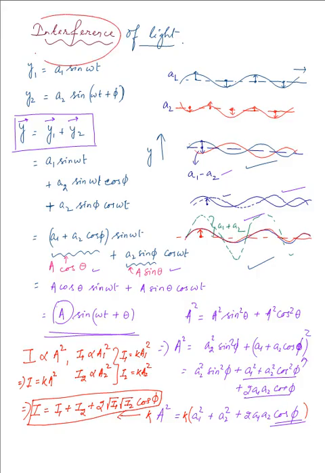Now, had they not interfered, they would have remained individually and impacted the medium individually. That is the intensity in that case, without the interference. Without the interference, the intensities would have been I1 plus I2, as simple as that.